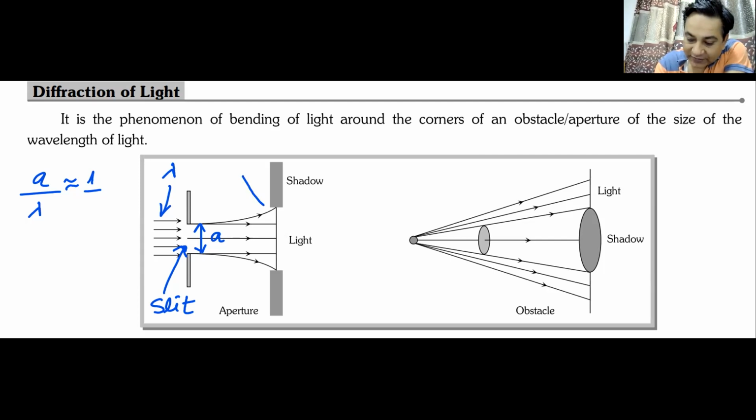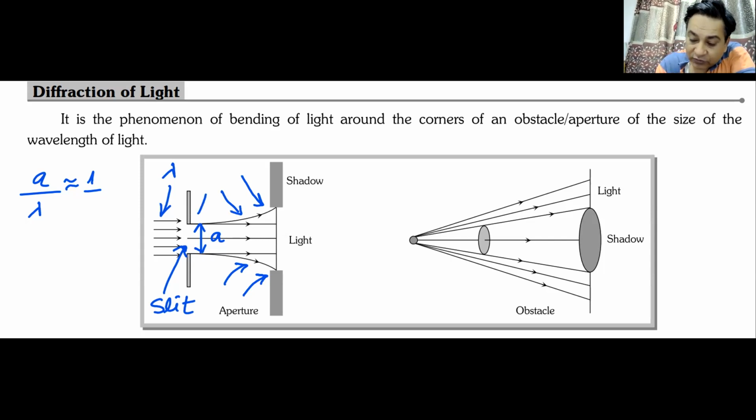What we will see here is that the shadow will be bigger than the object. That means these light waves have bent slightly. Do you see this bending here? Yes, sir. This is the phenomenon of diffraction.